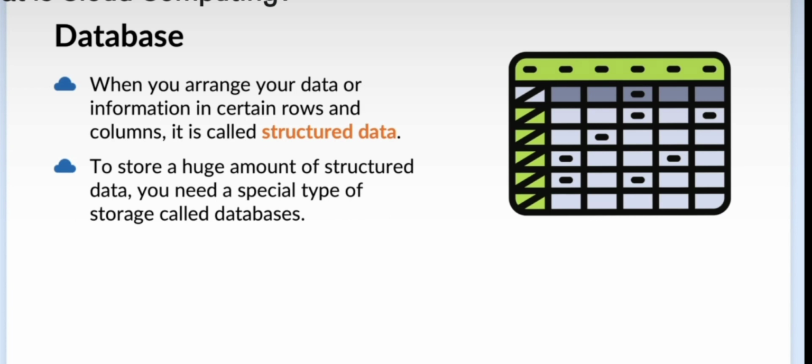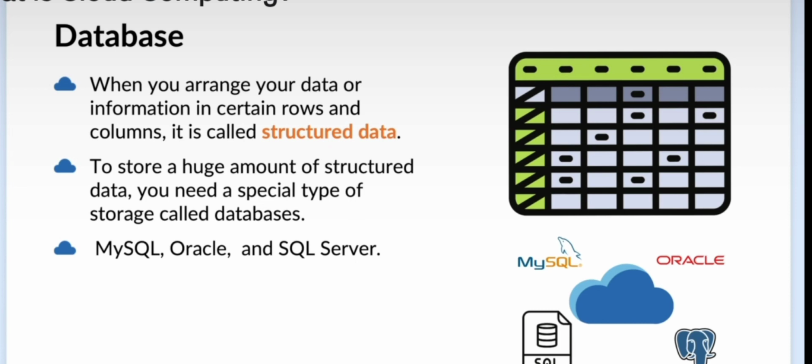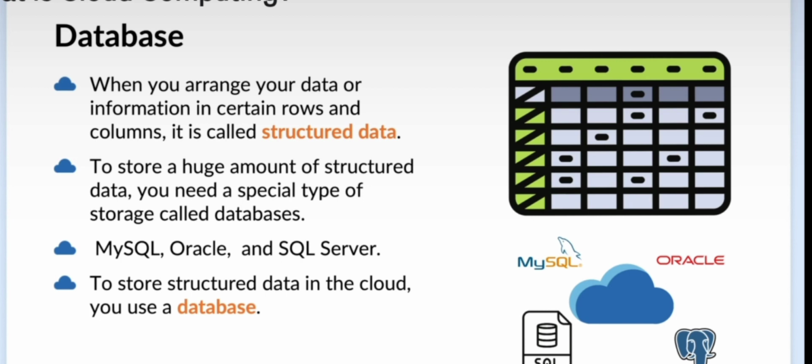Excel sheets are fine for a certain data size, but to store a huge amount of structured data, you will need a special type of storage called a database. There are different types of databases like MySQL, Oracle, or SQL Server based on the type of data you want to store. The database enables you to store an organized collection of structured information or your application's data. So if you need to store structured data in the cloud, you can use a database. Alright, let's move on to the networking service.